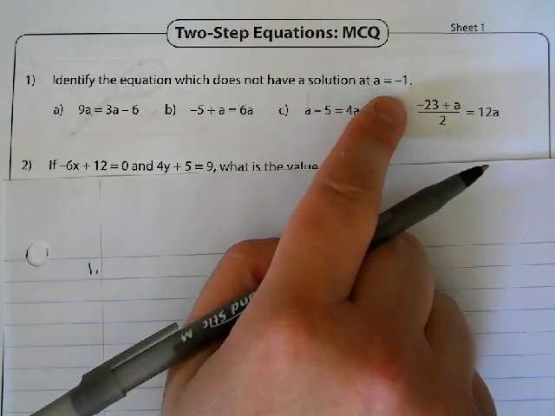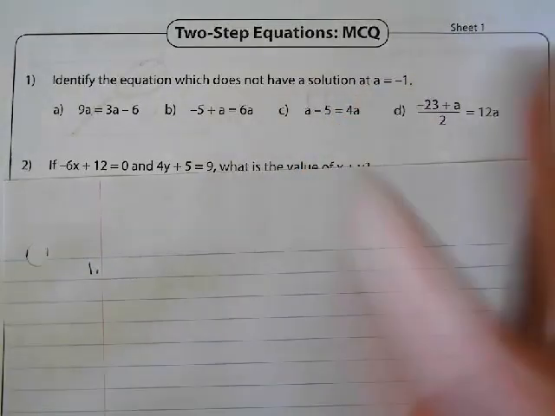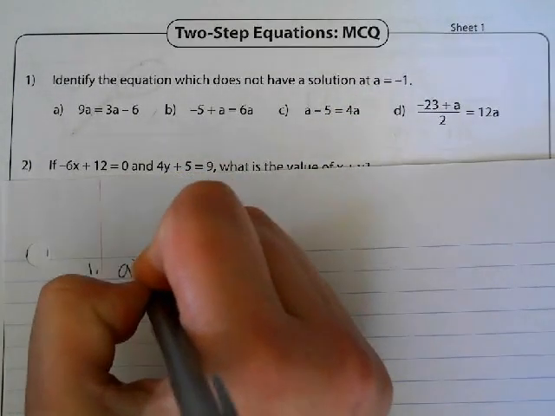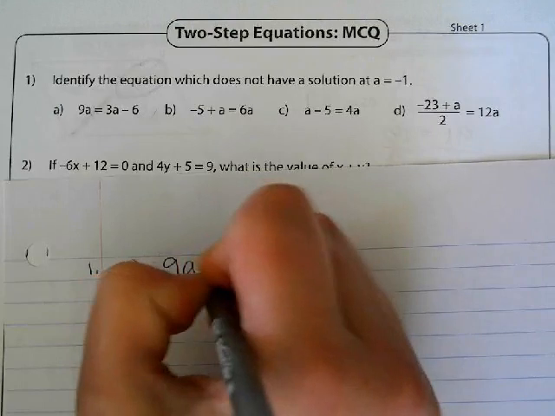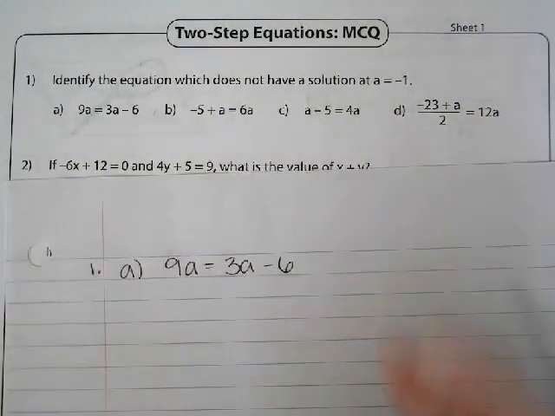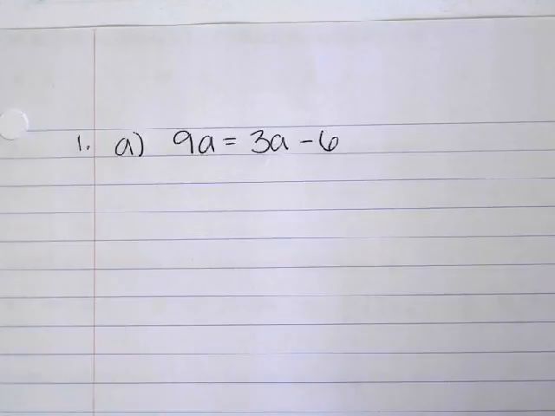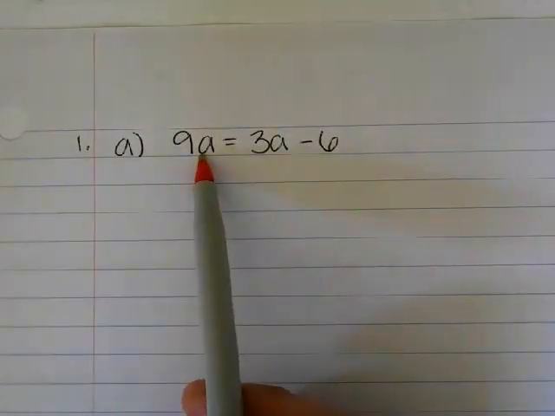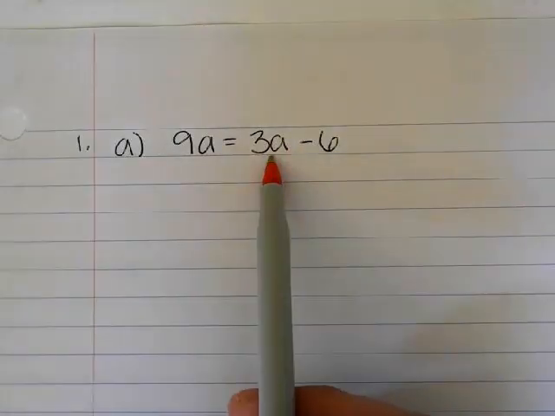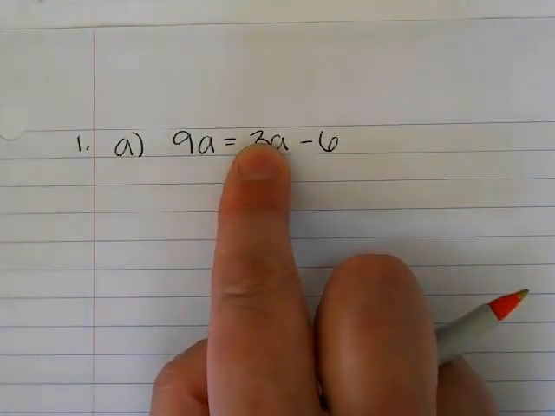All right, so we've got some work to show. Let's go ahead and do part A and see if it has that answer or if it has a different answer. So for part A, it says 9A equals 3A minus 6. And our goal is to get the variable to one side. So we have the variable right here on the left side, and it's over here on the right side. So that means you have two options. You can subtract the 9 over to the 3, or you can subtract the 3 over to the 9. What would you guys rather do? Okay, subtract the 3. Let's go ahead and do that.